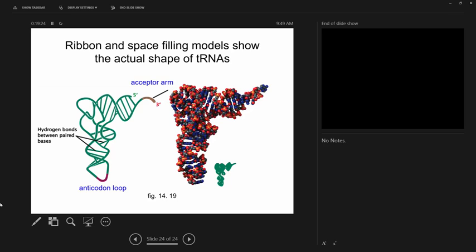Again, the anticodon loop is down here at the bottom. That's going to interact with the RNA as part of the ribosome. And up here is the acceptor arm where the amino acid is going to stick on. And this is going to come in and bring the amino acids to the ribosomes.